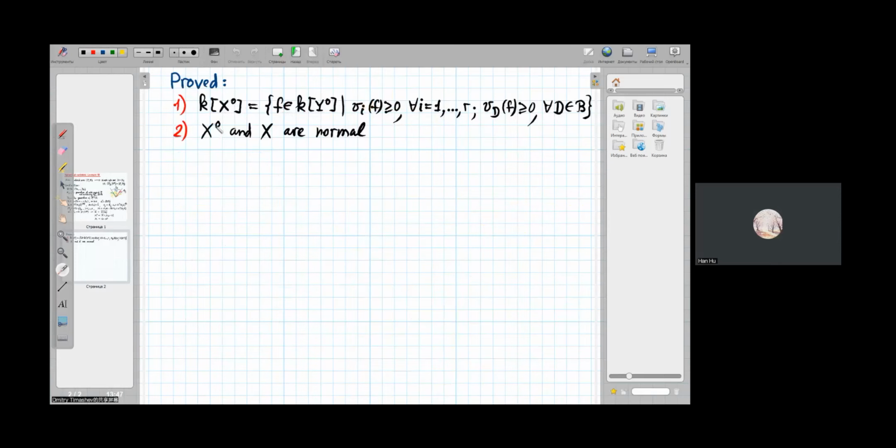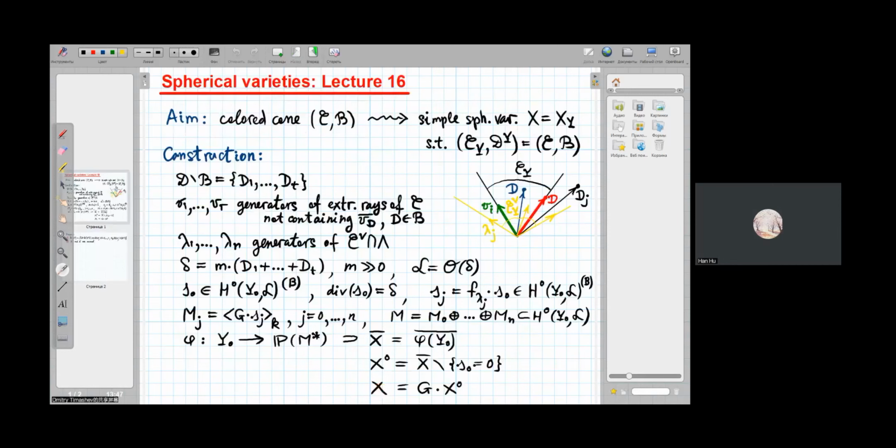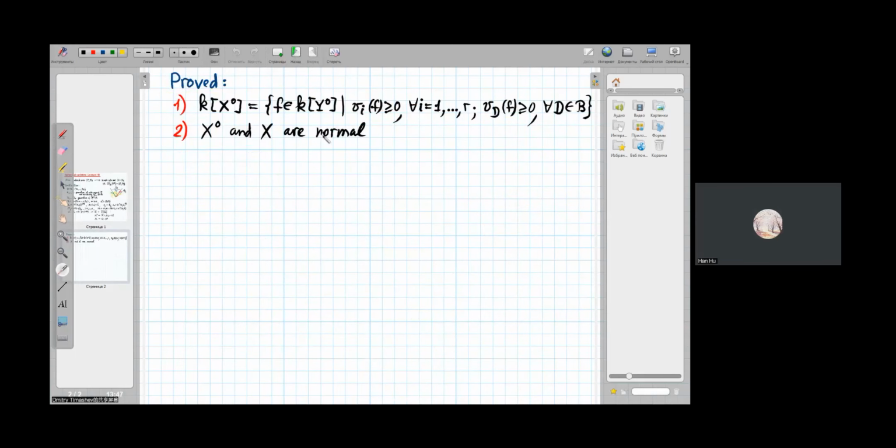And from this description, we deduced that X upper knot, and therefore its G-span X, are normal varieties, normal algebraic varieties. This is what we have proved at the previous lecture.